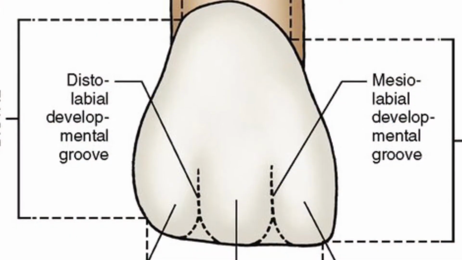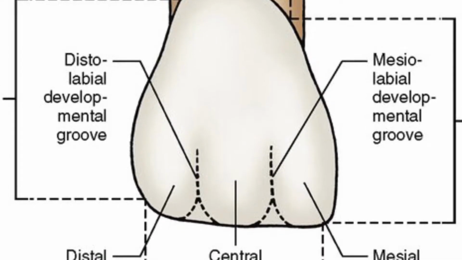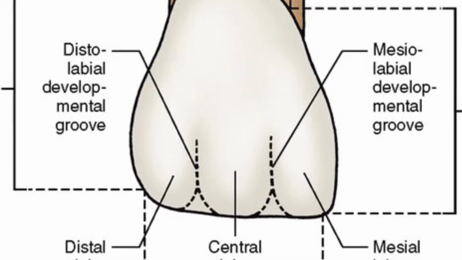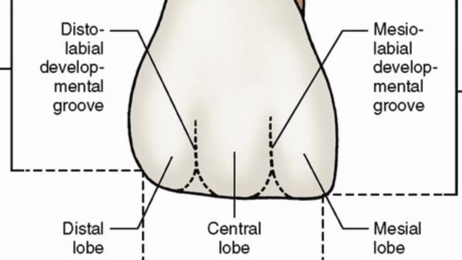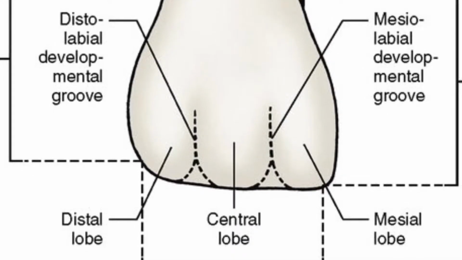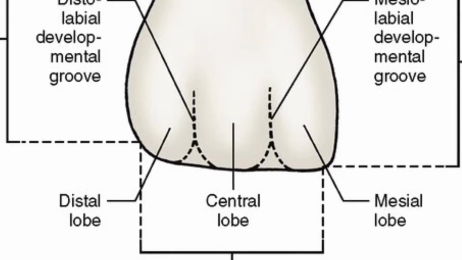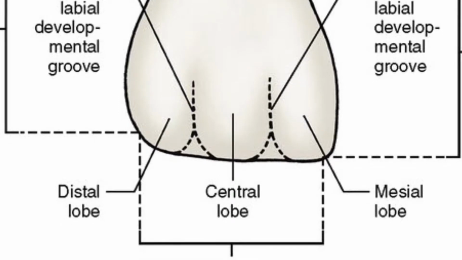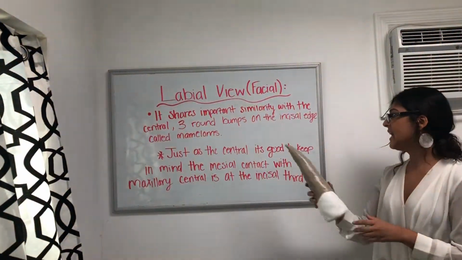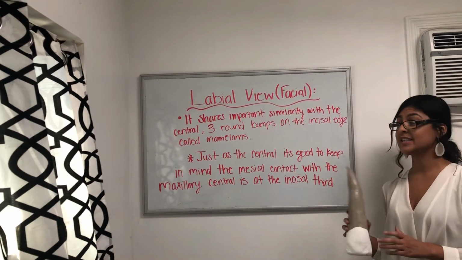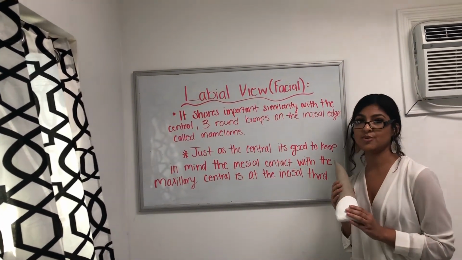Alright, moving into some voiceovers because I'm sure you guys are tired of just seeing me stand there and talk. So now I wanted to use this reference image to show you the 3 mamelons on the incisal edge of the lateral incisor. Although this is a picture of the central incisor, this still is a great representation because, as I said earlier, the central incisor and lateral incisor are almost the exact same in every single view, just my crown tends to be a bit smaller. And just as the central, it's good to keep in mind that the mesial contact with the maxillary central is at the incisal third of the tooth.